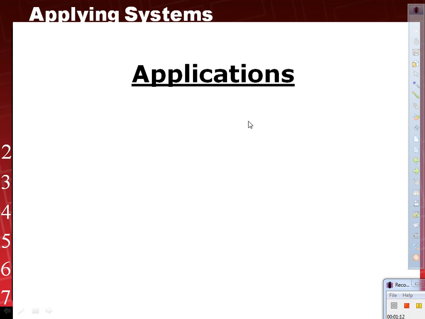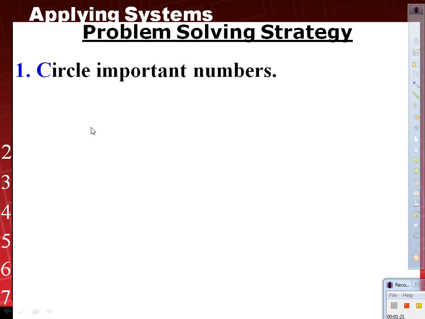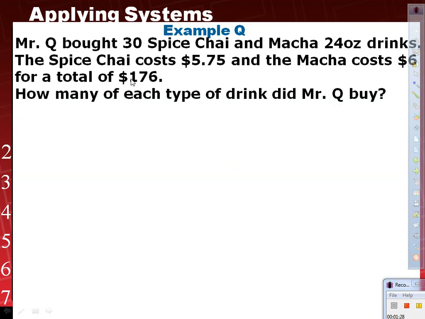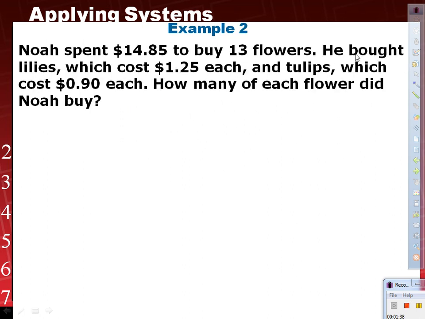I showed you a video of me going to buy some drinks at the coffee shop. From there I gave you the problem-solving strategy, which is CUBES, which we've been using for applications, yes? We started with item and cost kind of problems with the one where I bought the spice chai and the matcha. From there we went to rag and bind sheets of felt and cardstock. We can apply it to other stuff such as flowers and so on and so forth.